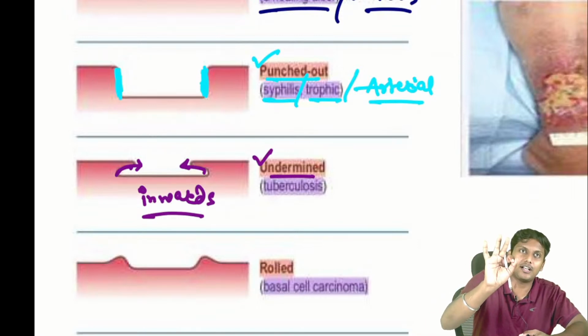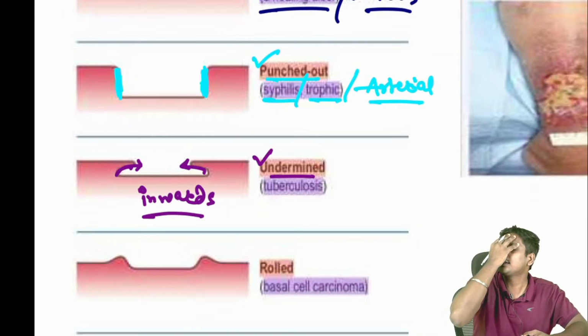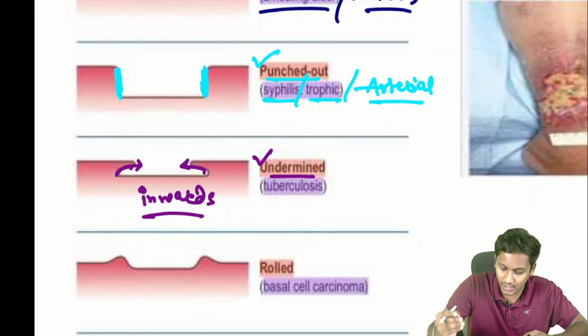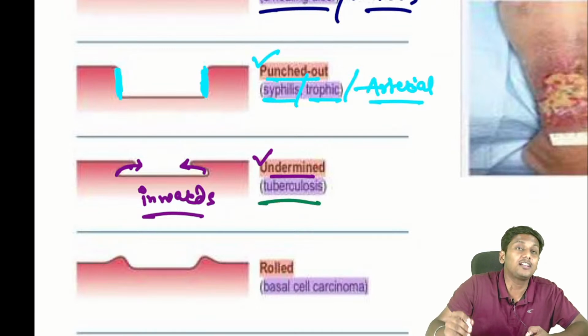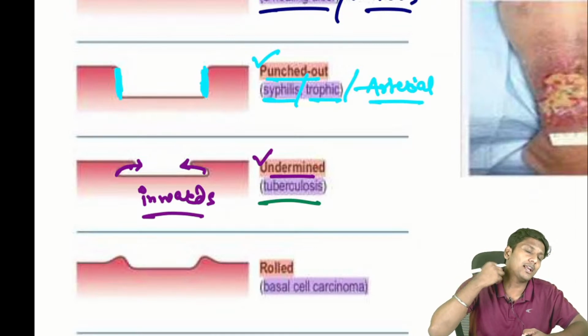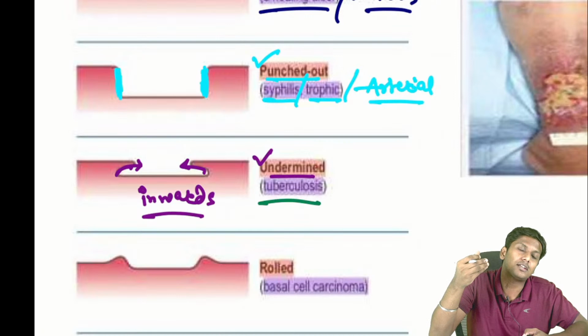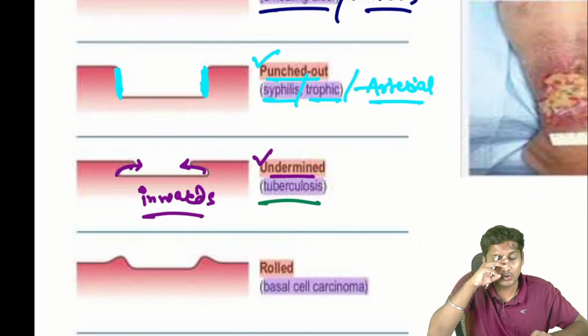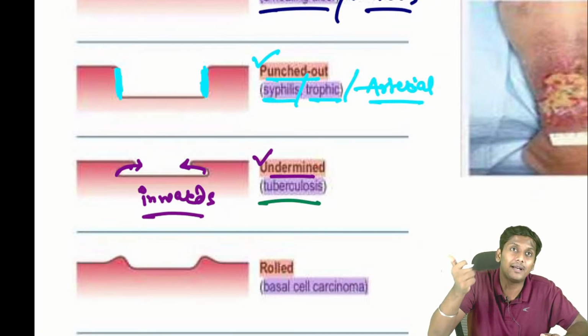There are three important conditions which will have an ulcerative lesion with inward edges or with undermined edges. First is definitely the TB ulcer. Yes, the tubercular ulcer. Usually it will be present in this area of the neck, on the lymph nodes. So definitely the tubercular ulcer is an example of an ulcer with undermined edge.